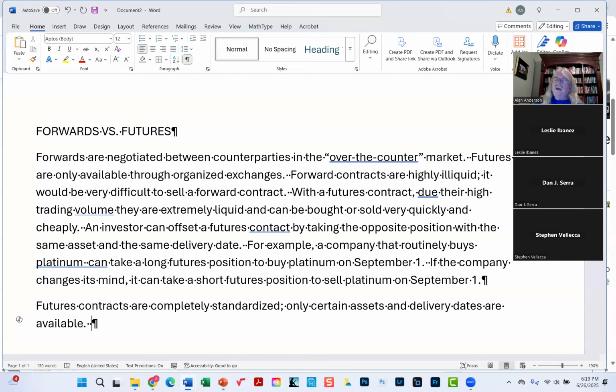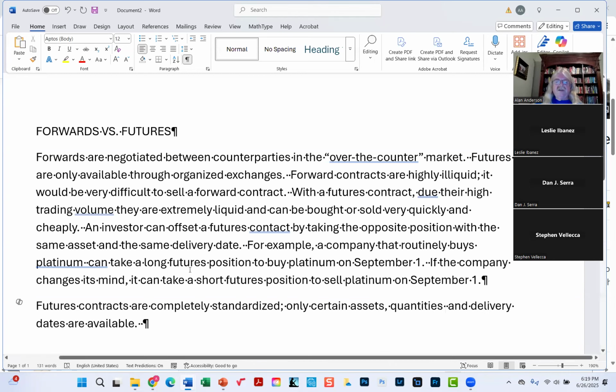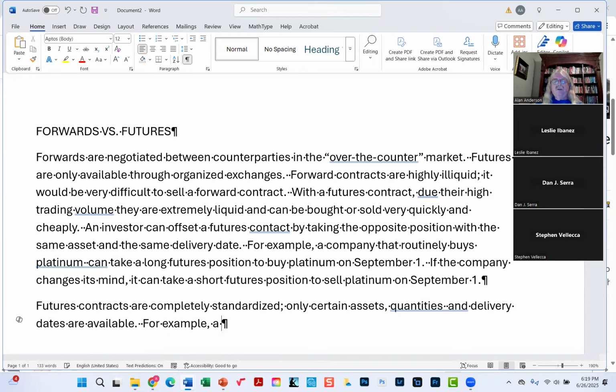Certain assets, quantities, and delivery dates are available. If they don't have what you want, well, then you're out of luck. For example, a British pound futures contract is written on 62,500 pounds. And if that's not convenient, then you probably should go to the forward and get a forward contract.